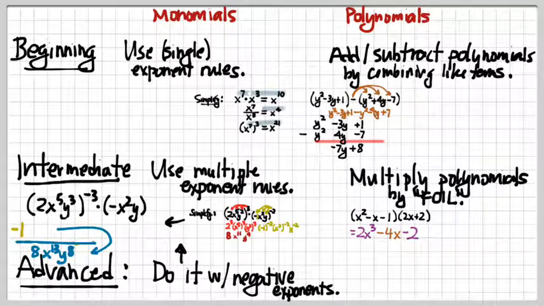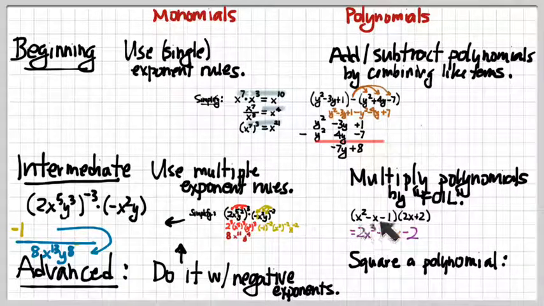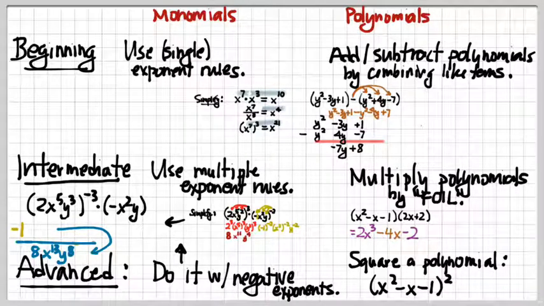Finally, and this really doesn't take time, our advanced level skill for polynomials is to square a polynomial. And so let's take, for example, this first polynomial, this factor from our problem here, x squared minus x minus 1. What if I ask you to square that? What would you do?